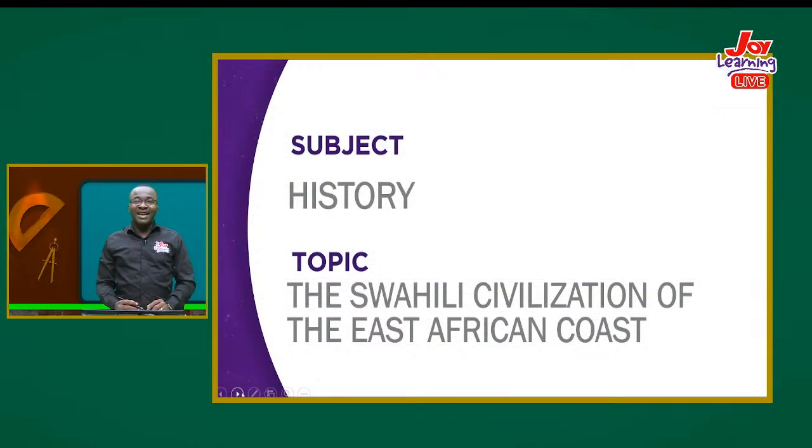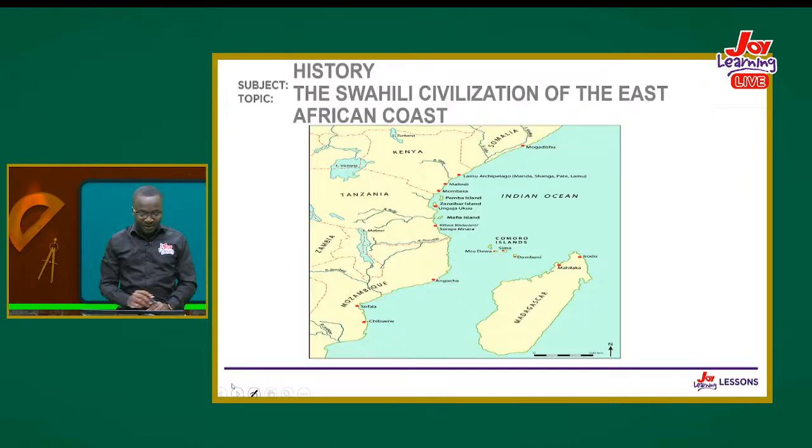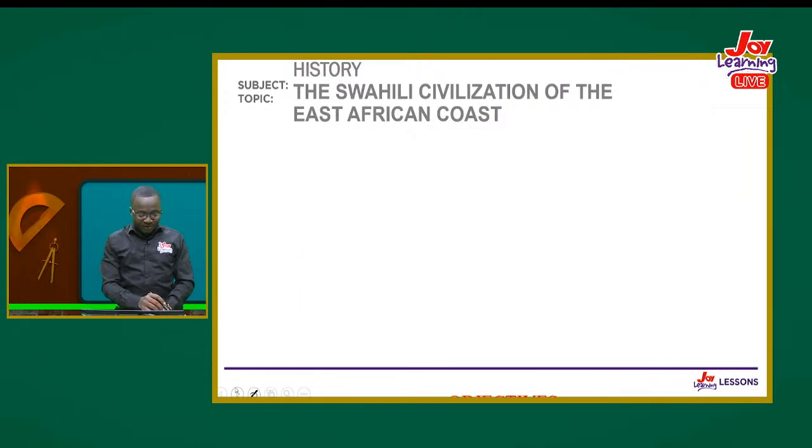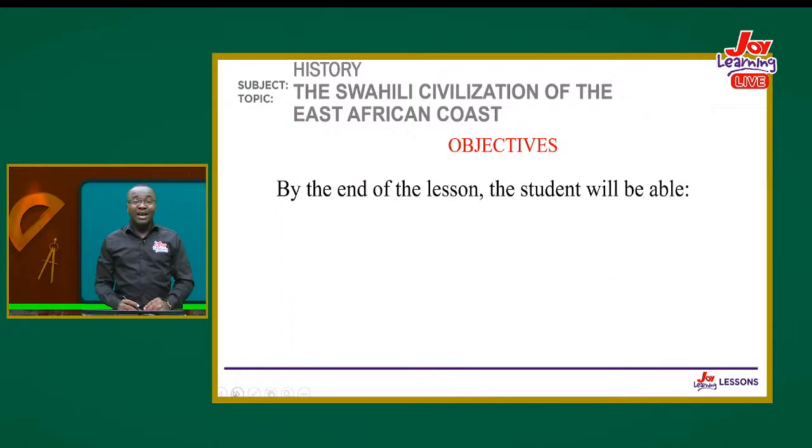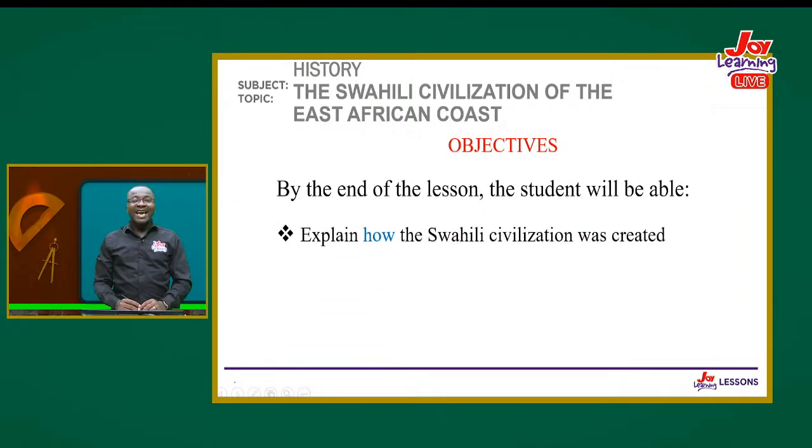So let's quickly go through what we'll be doing tonight. Like I told you earlier, we are looking at the Swahili civilization of the East African coast, and we would want to briefly go through our objectives. What are the objectives for tonight's lesson? These are the objectives we hope to achieve by the end of the lesson. We trust that the student will be able to, one, explain how the Swahili civilization was created. Otherwise, we want to know the origin of the Swahili civilization. So stay with us. We will make sure we go through that.